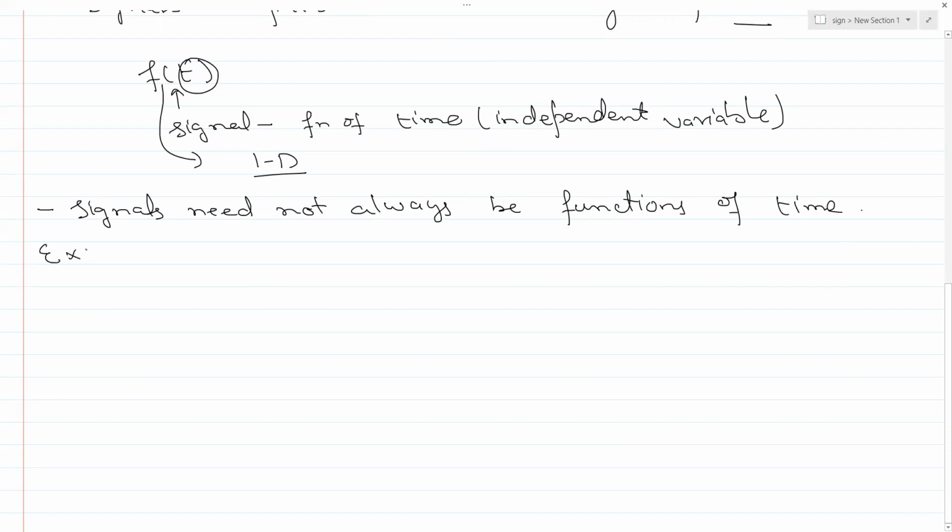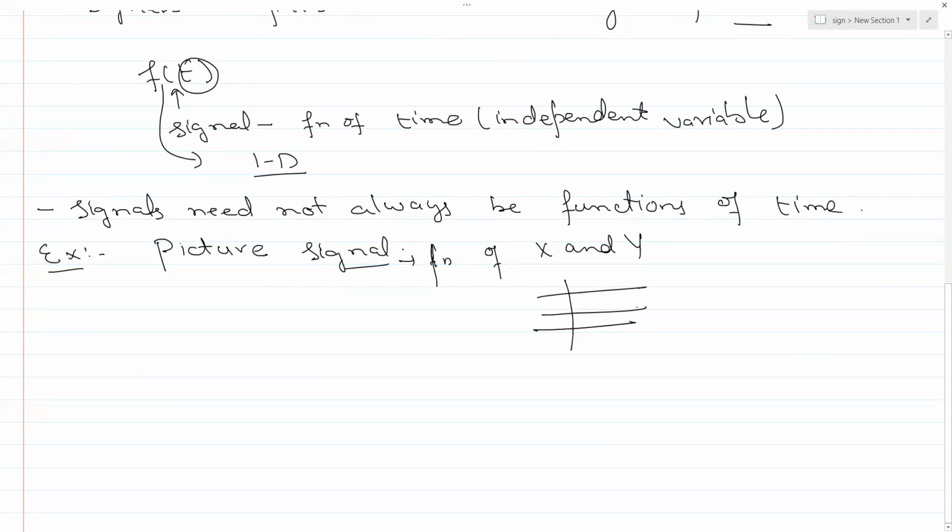An example of this is a picture. You have a picture signal. A picture signal is a function of the x and y coordinate system, because a picture is in terms of pixels. If you have a grayscale picture, there will be some x value and y value. That means it's a function of x and y. This is not a function of time, so you can just write f of x, y. This is a picture, a function of two variables, and this is a 2D signal.